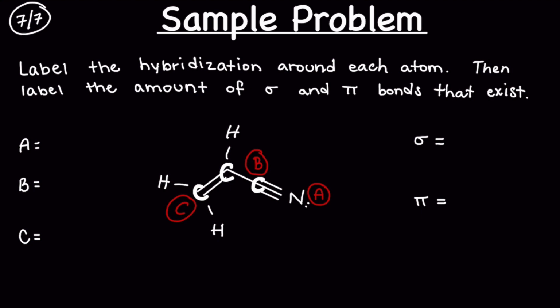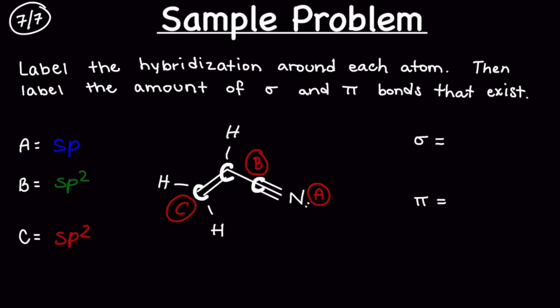Now we can count the things. For nitrogen, there are 1, 2 things, so it's going to have sp hybridization. For this carbon atom right here, it has 1, 2, 3 things, so it is going to have sp2 hybridization. And then for this carbon here, it has 1, 2, 3 things as well, so it is also going to have sp2 hybridization. Now, to make a little bit of space for the second part of the problem, I'm going to erase our markings so that we can count the number of sigma bonds and pi bonds.